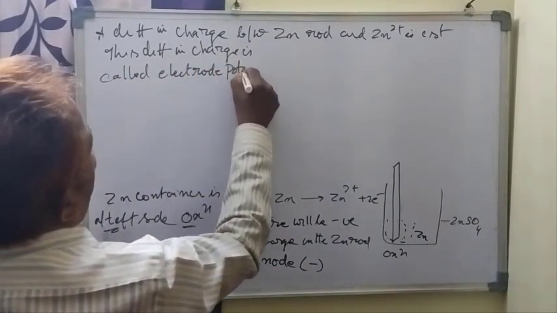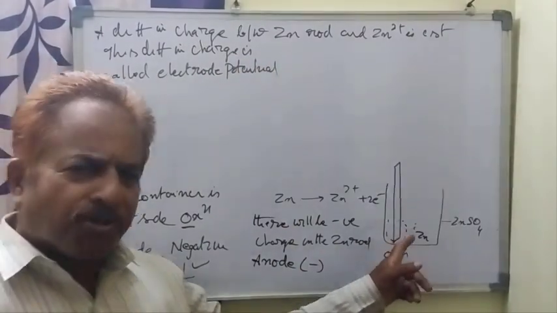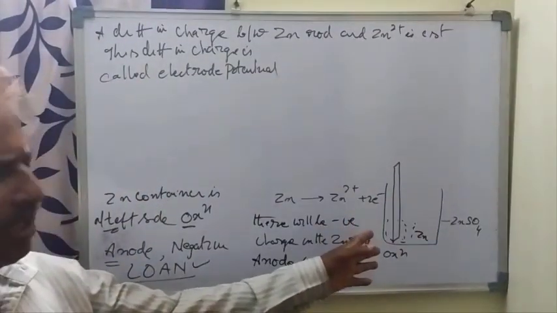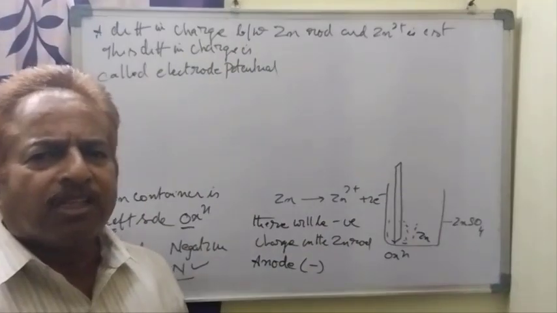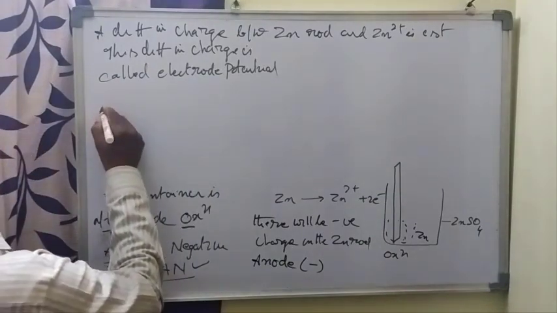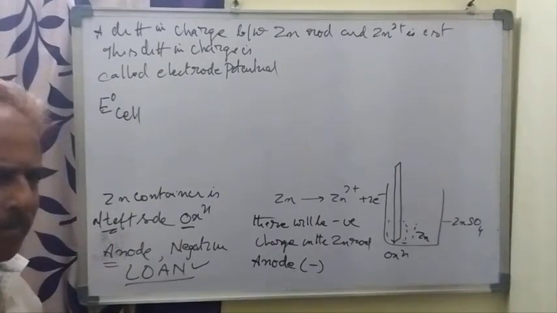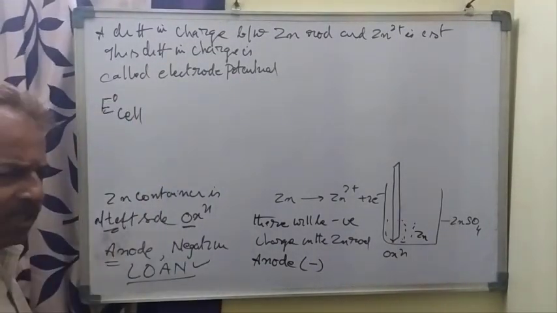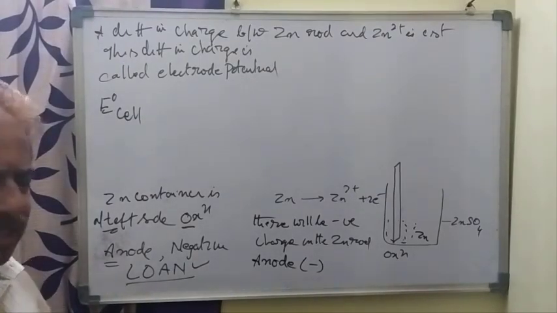Electrode potential. So, this electrode potential is produced in zinc container, that is oxidation half cell, as well as copper container, that is reduction half cell. So, in both the half cells, electrode potential is established. Now, E naught cell. E means EMF. E naught cell means this naught represents standard conditions. That means the EMF of the cell under standard conditions.